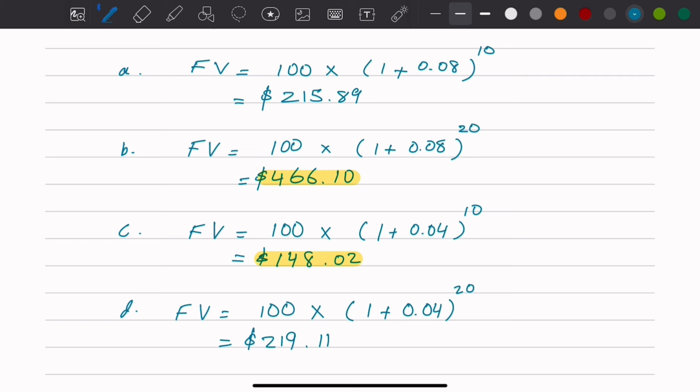Okay. How do we interpret this? Again, if we invest $100 today at an investment that generates a rate of return of 4% and leave that investment to compound over 20 years, our initial investment is going to grow to become $219.11. All right? This is a simple exercise, straightforward.